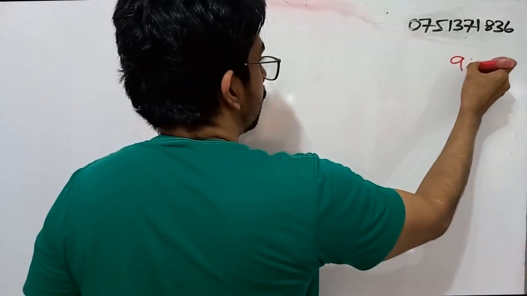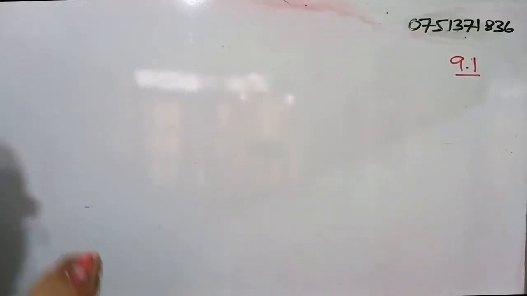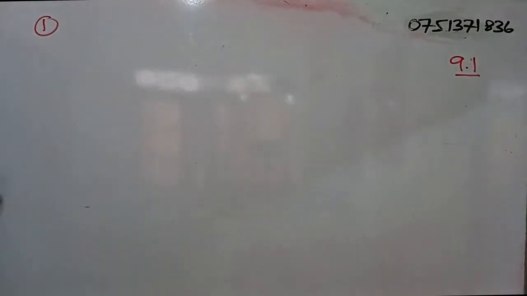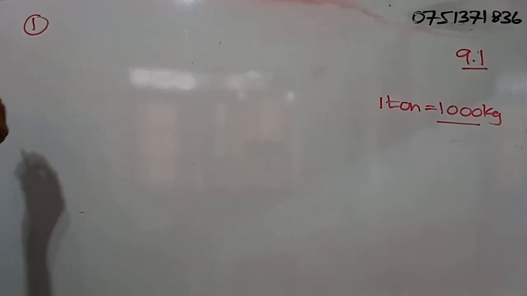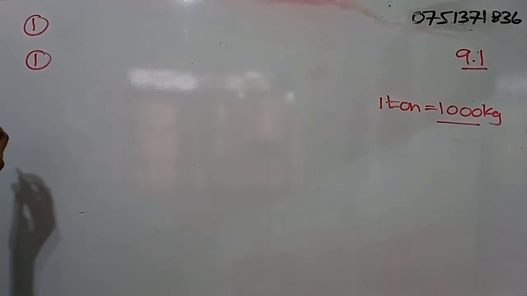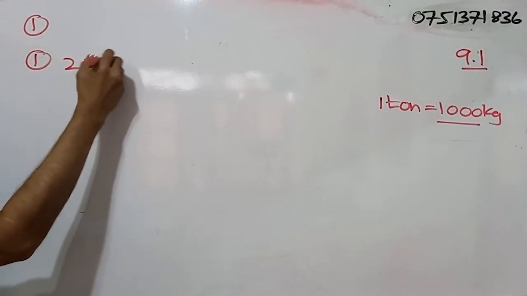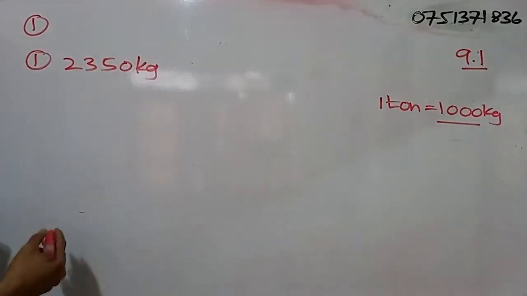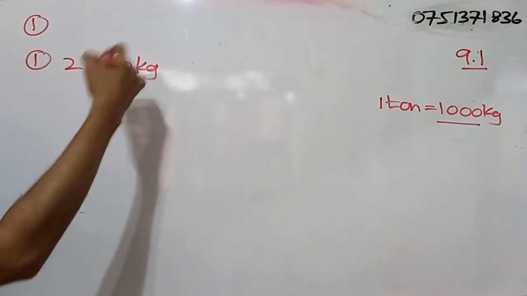Right, exercise 9.1. Under that, question number 1. Express the masses given below in metric tons. Under that, part 1, what do we have? 2350 kilograms. So, we need to convert this entire amount into tons.